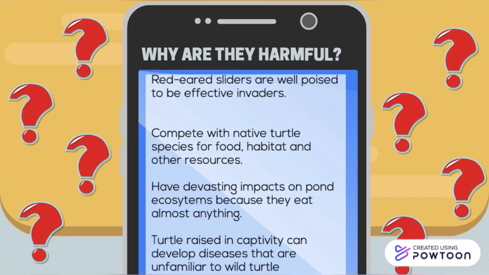Next, they compete with native turtle species for food, habitat, and other resources. Moreover, red-eared sliders have devastating impacts on pond ecosystems because they eat almost anything. Additionally, turtles raised in captivity can develop diseases that are unfamiliar to wild turtles.